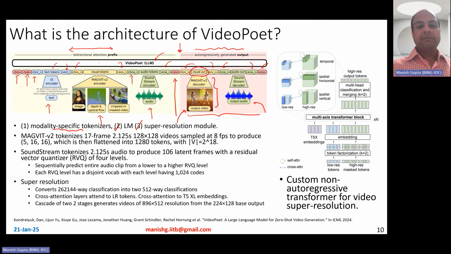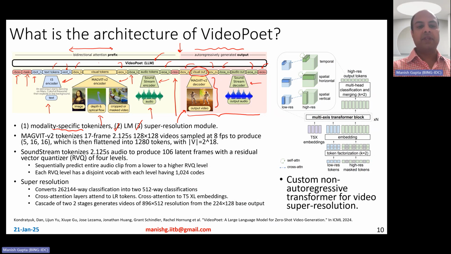Well, for super resolution for the video, the audio part, of course, comes from the audio decoder in that sense. Okay. So let's try to understand how these modality-specific tokenizers work. Well, for text, they basically use a very simple text encoder. It's a T5XL encoder. For image, they make use of something called the MAGVIT V2 encoder. And for audio, they use the SoundStream encoder. So those are the three different encoders used for three different modalities.